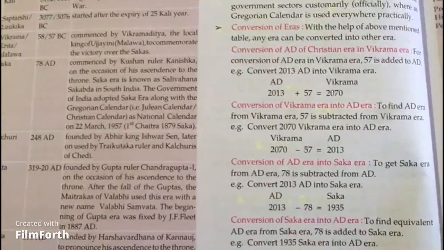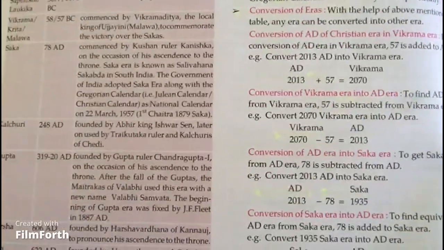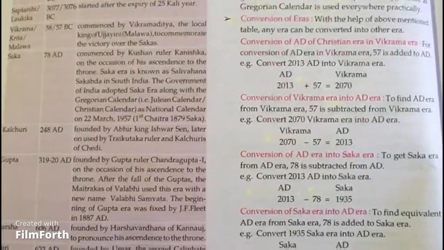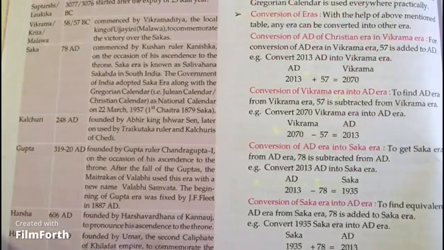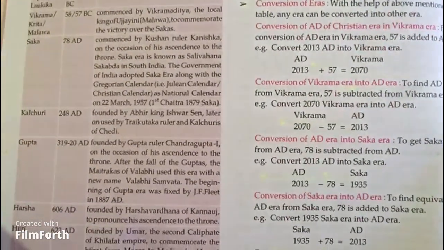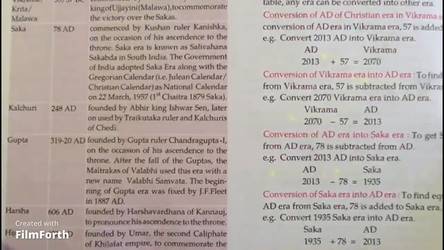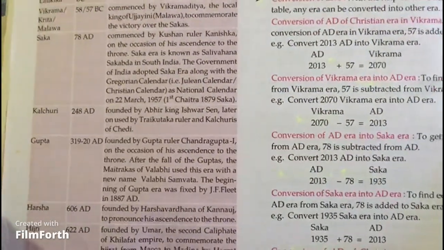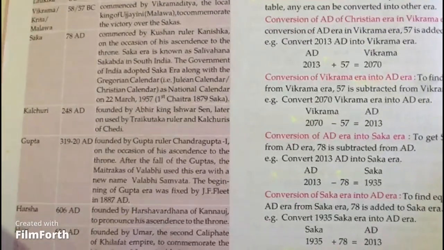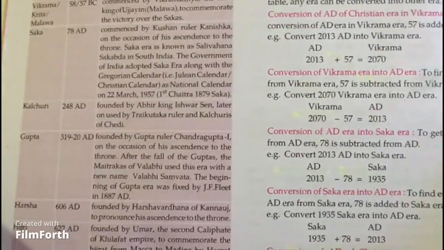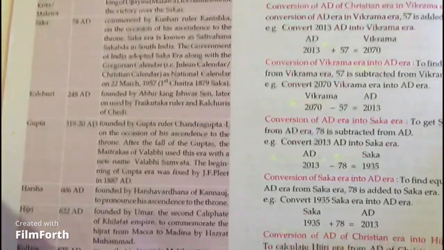Now we are going to discuss the conversion of AD era into Saka era. To get Saka era from AD era, 78 is subtracted from AD. So convert 2013 AD into Saka era. 2013 minus 78 equal to 1935.